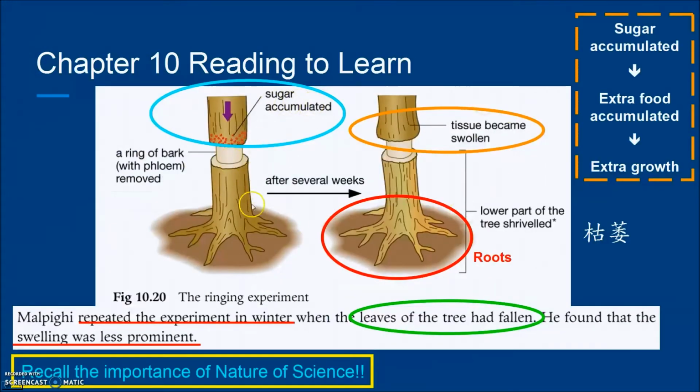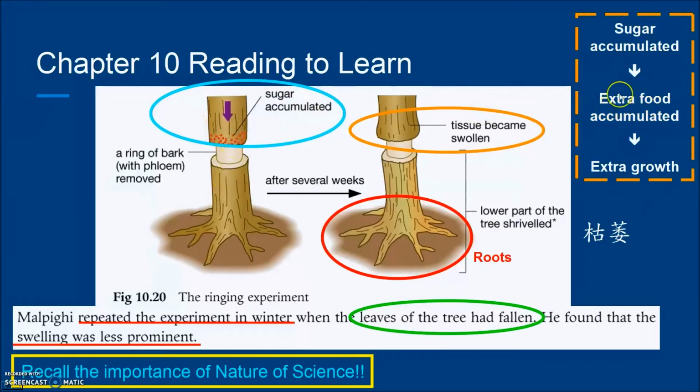So we can simply refer the paragraph to this picture. Sugar accumulated just above the ring, and then the tissue becomes swollen. These 2 circles, I would like to tell you this part: the sugar accumulates just above the ring because the sugar cannot be transported downwards.